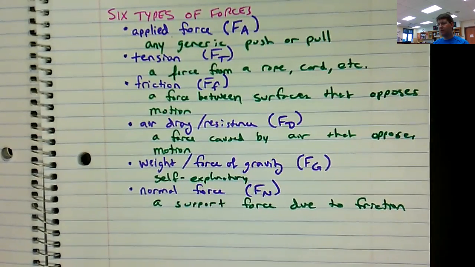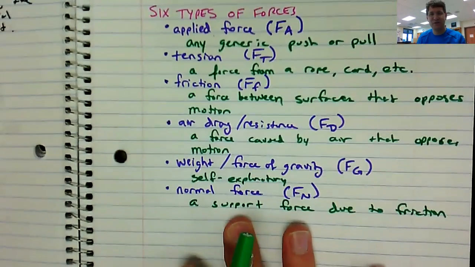The reason we call it the normal force is because normal is a mathematical term that means perpendicular. If you imagine a flat surface, and the normal force points up, that's perpendicular to the surface. Okay, now this doesn't really make sense until we actually try this out.